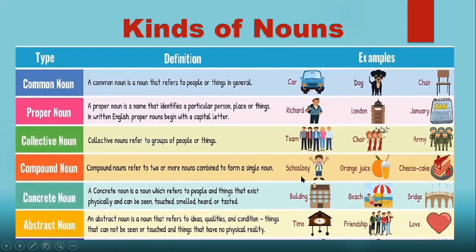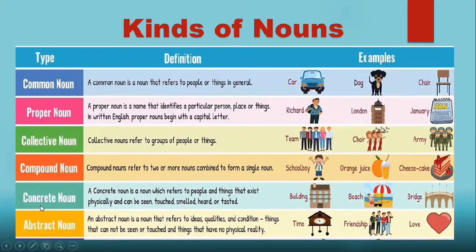Can you name some other compound nouns? Cupboard, right? Cupboard. Strawberry. So straw and berry are two different words, right? Cupcake. So when I say cupcake, it becomes two different words together, right? So these are our compound nouns.